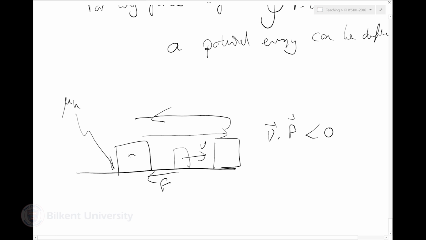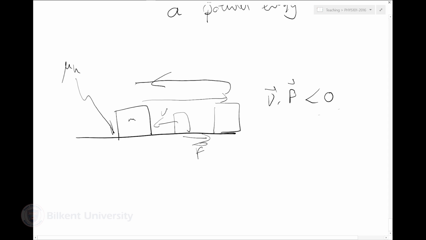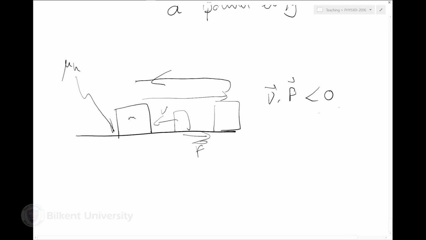When I'm going to the left, when I actually reverse the direction, now the force is also reversed. So V·F is always negative, which means the integral of F friction·dl has always the same sign. It always has a negative sign. So it's less than 0. It's actually not equal to 0.